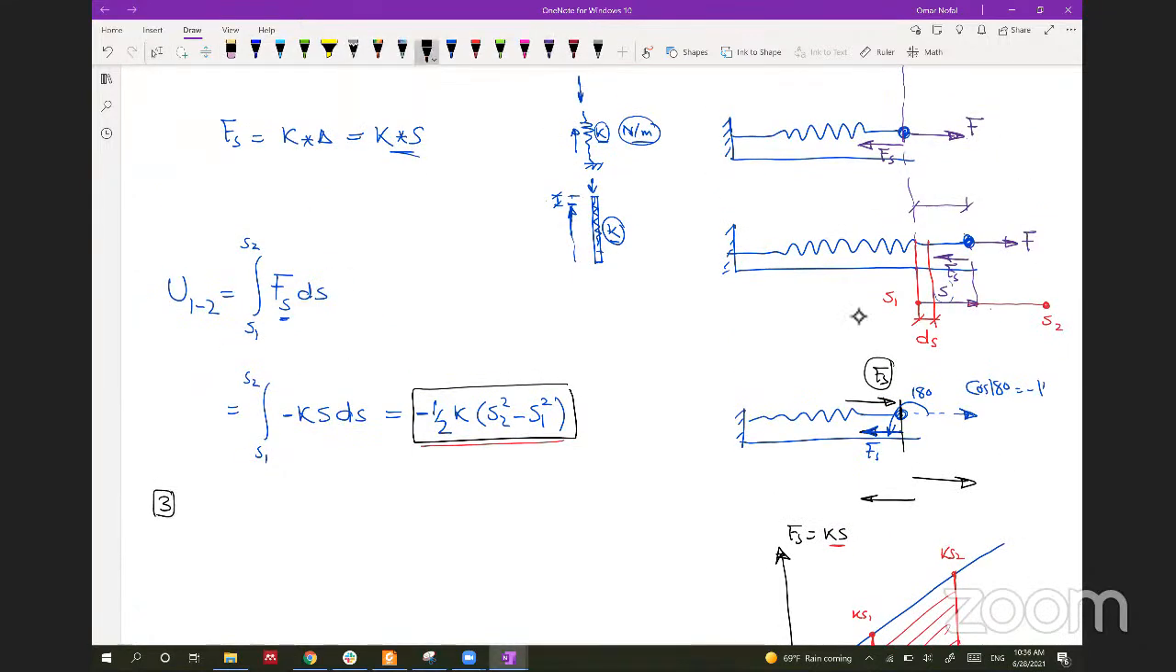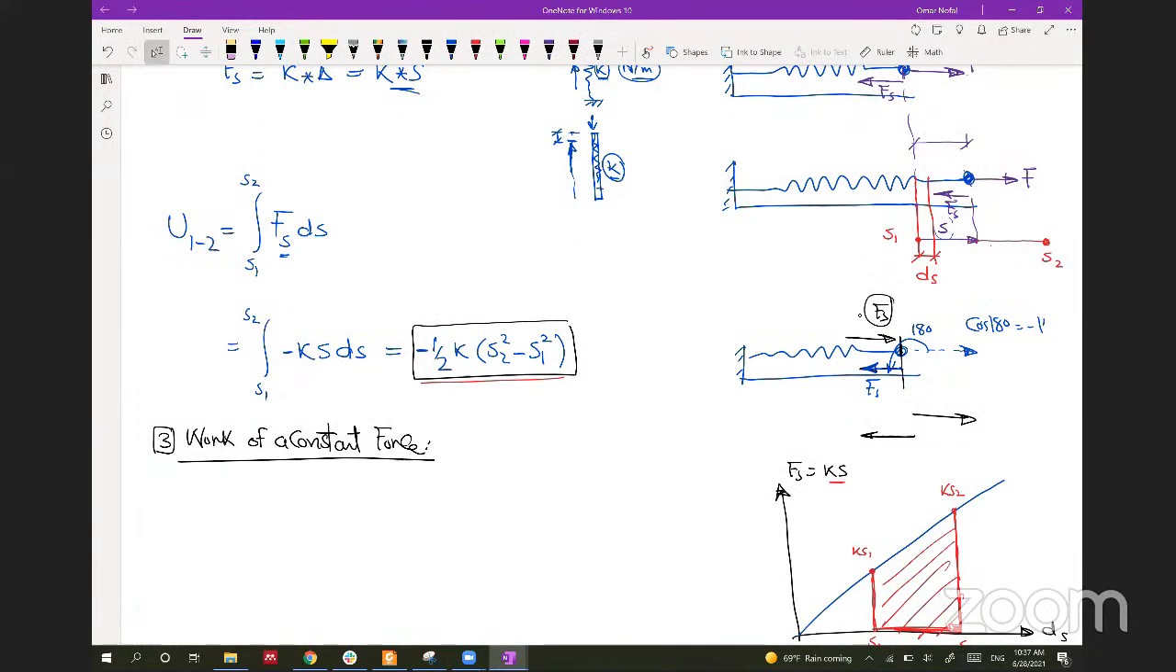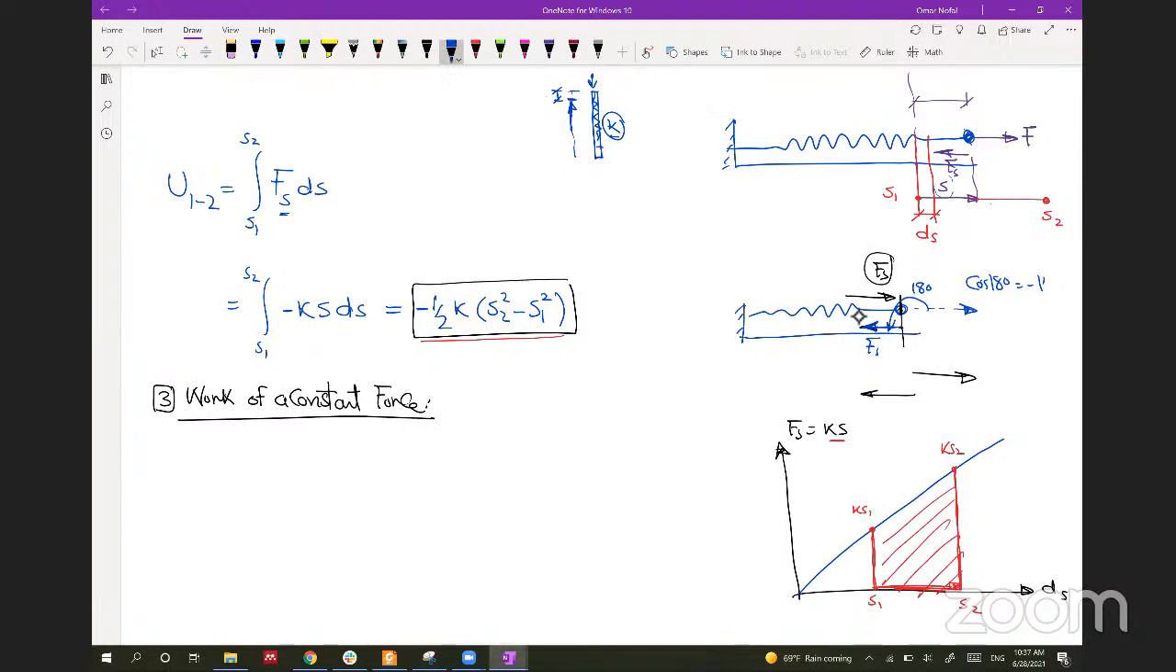So number 3, which is the easiest one, is the work of a constant force. So here's our rule. U from 1 to 2 is equal to the integration from S1 to S2 of F cosine theta ds. If F is constant, you can take it outside the integration, and the cosine theta as well, and this will be from S1 to S2. This will be F constant cosine theta times (S2 minus S1).